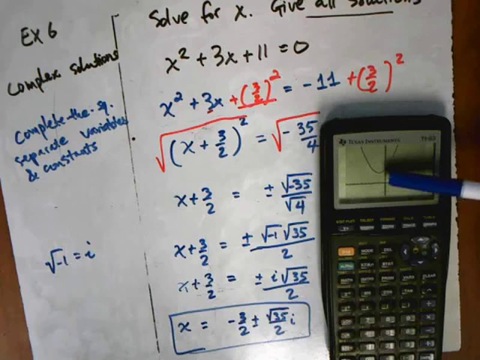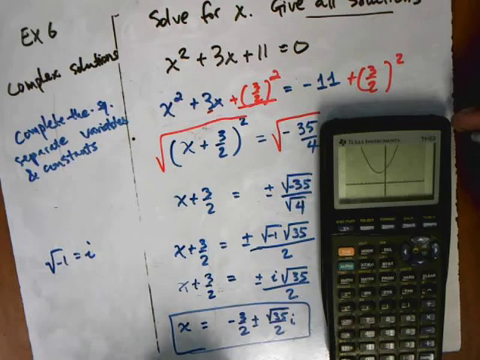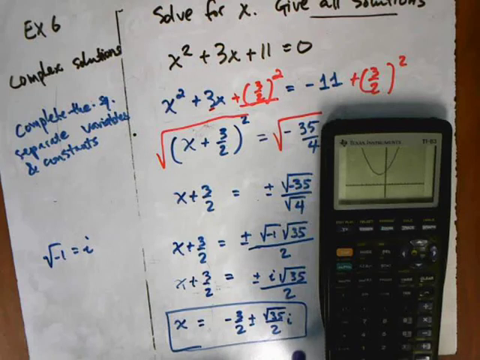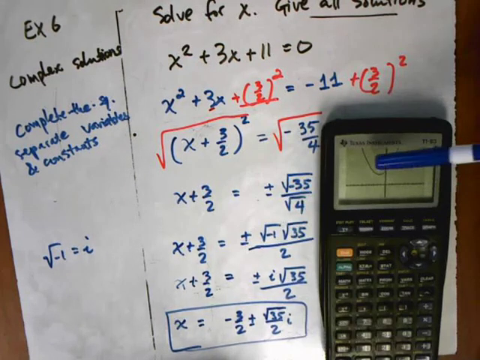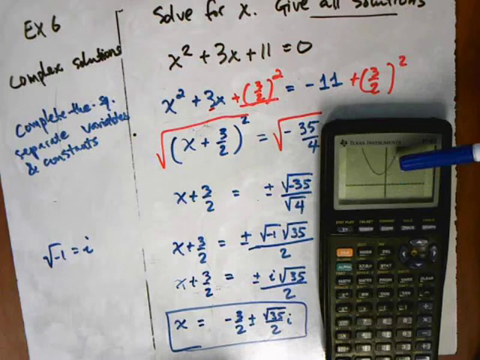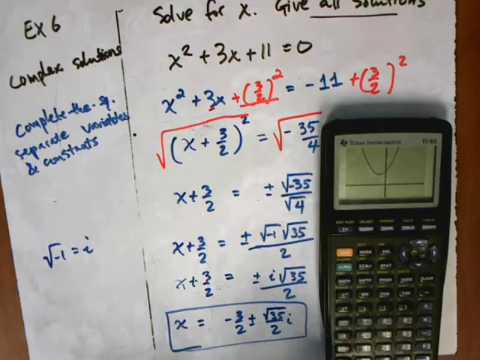Now, looking at this, this equation has no x-intercept. You see the x-axis here, so it doesn't have any x-intercepts, and yet it still has a solution to the problem. And that's because the solution is imaginary. So it shows that it doesn't really have a physical representation on the graph, but there is a solution.